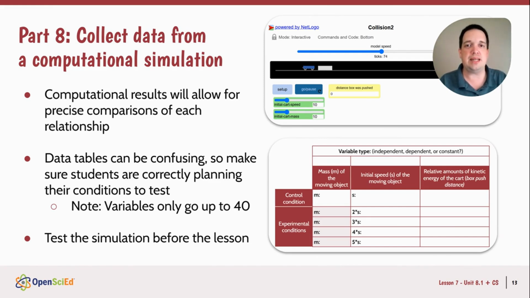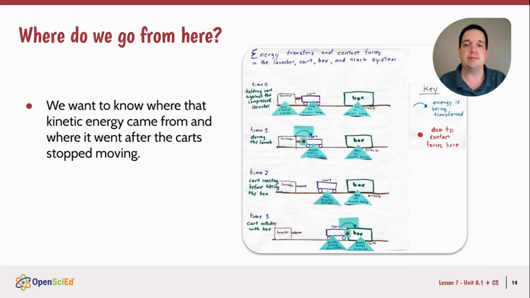Now, in the lesson plan, it tells you to start off with the initial conditions of 10 for mass and speed. But if you do that, you get 5 times 10, which is 50, and the simulation only goes up to 40 for both mass and speed. So I suggest initial conditions of 8 for both mass and speed, so that 5 times 8 is 40. And I would definitely test this simulation out on a student device before the lesson just to make sure it works perfectly. Don't forget to tell kids to click the setup button before they click the go/pause button.